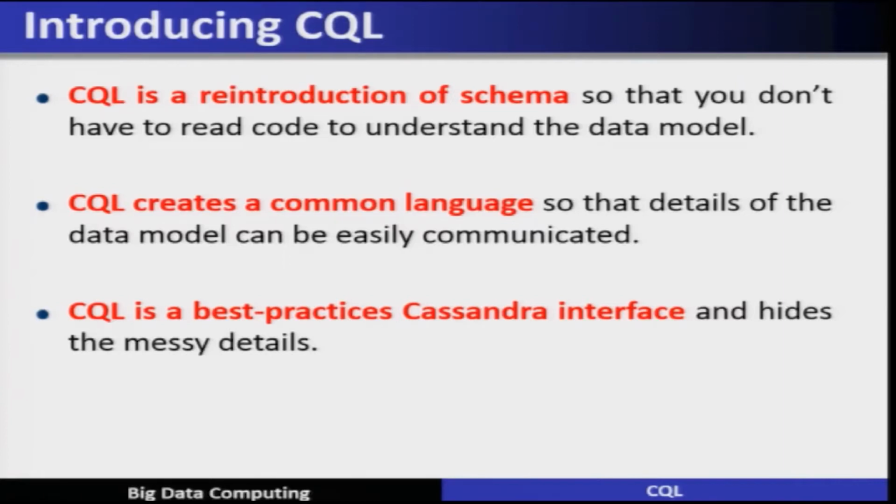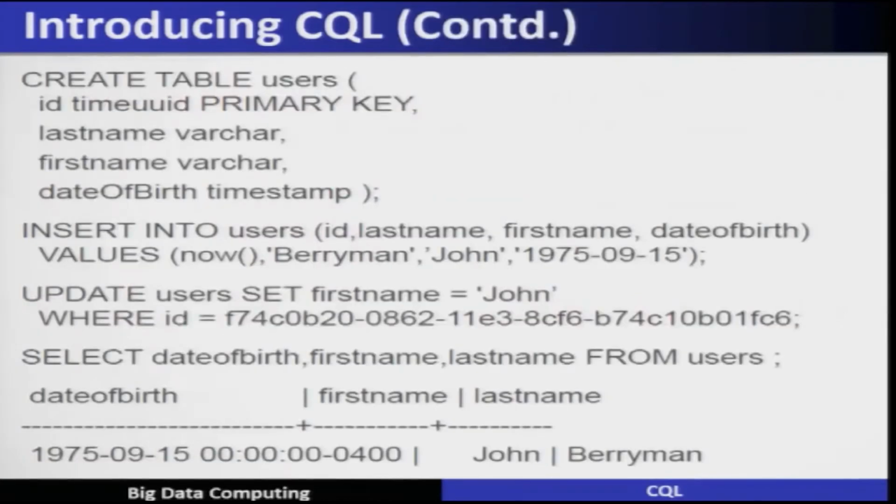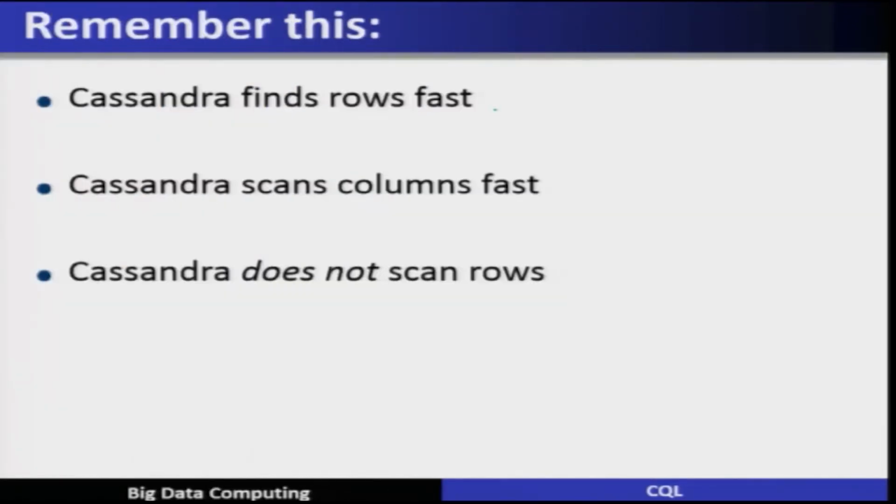So, CQL creates a common language, so that the details of the data model can easily be communicated. CQL is the best practice for the Cassandra interface and hides many messy details. To give a very quick overview of what kind of constructs CQL provides, just like we have seen in SQL, similar commands are available in CQL, which we will see in the further slides.